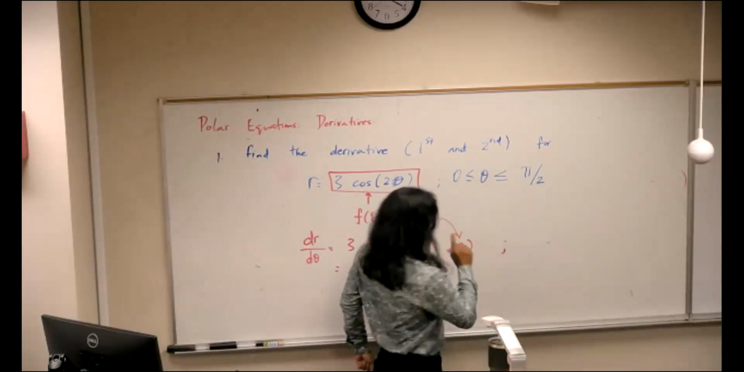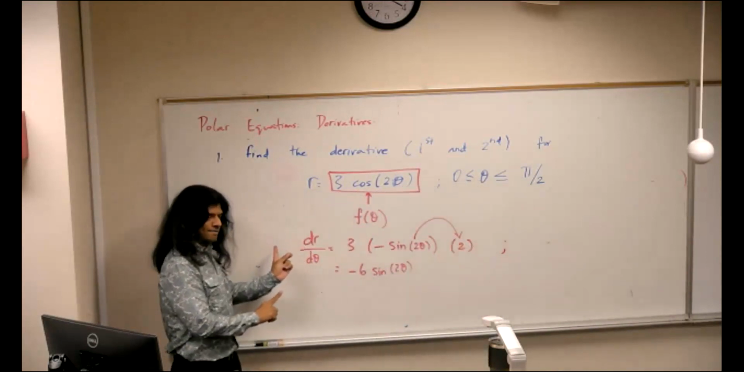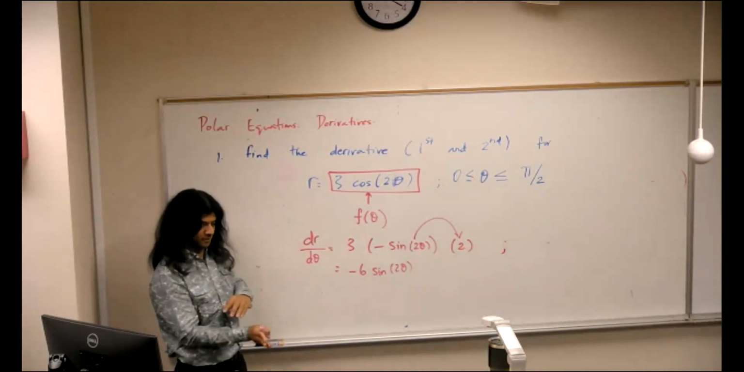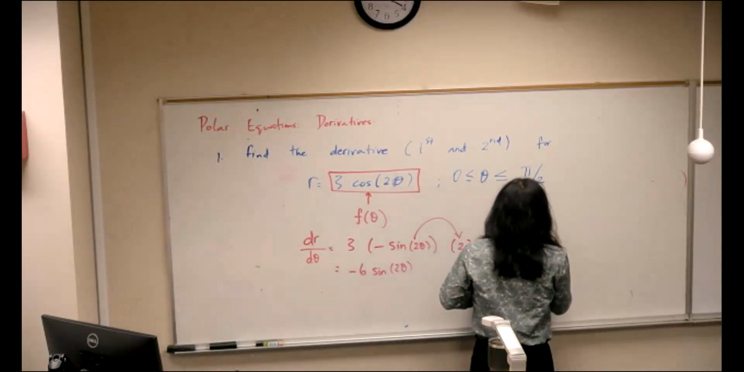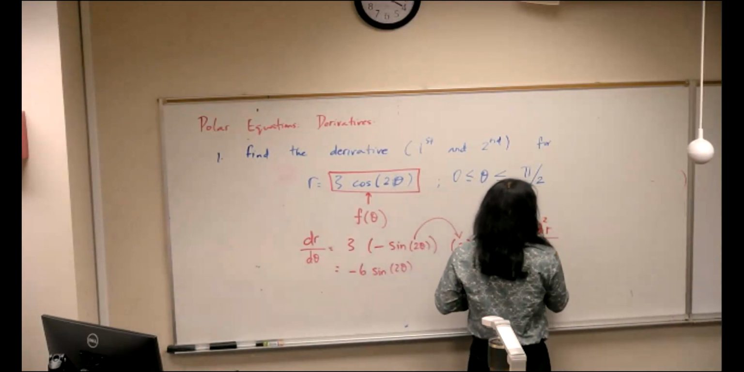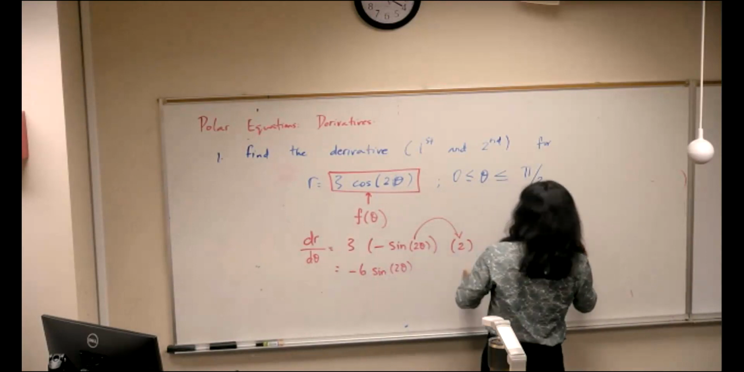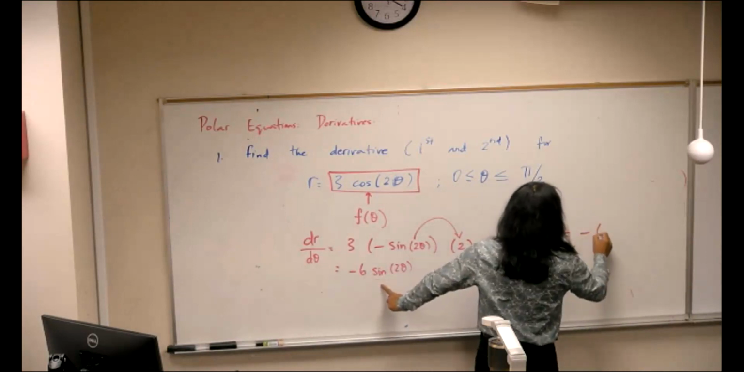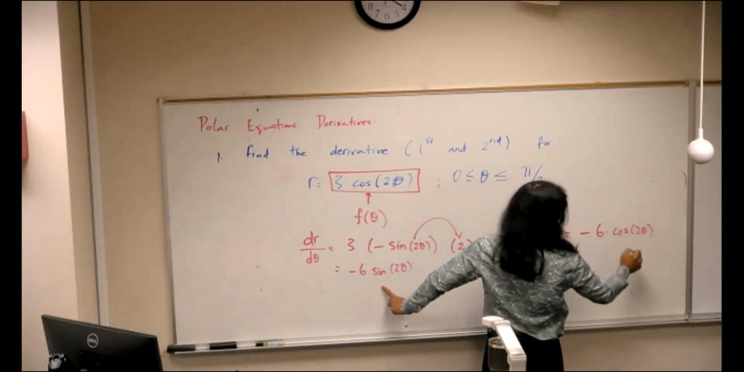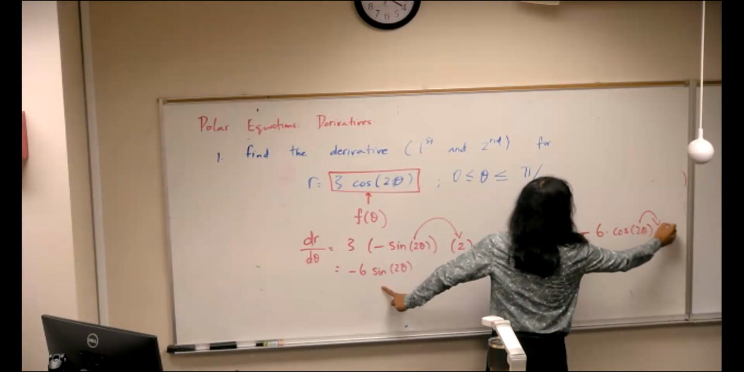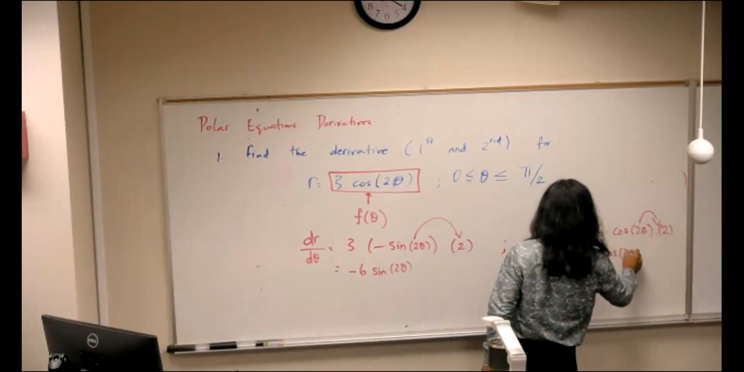So here, all we are doing is finding the derivative of r, how the radius changes with respect to theta, and the second derivative, how it accelerates with respect to theta. The derivative of that is negative 6 cosine 2 theta. Derivative of the inside 2, so negative 12 cosine 2 theta.